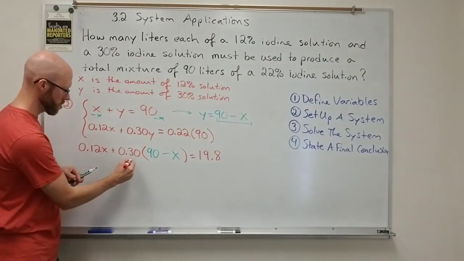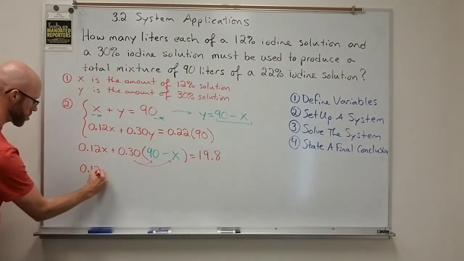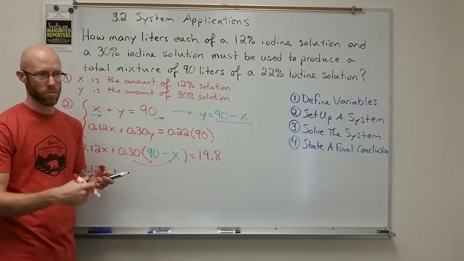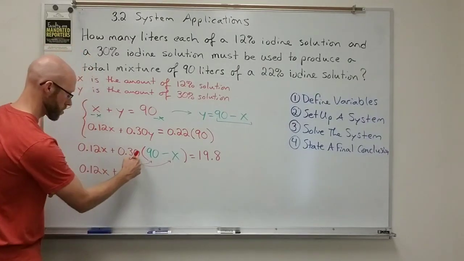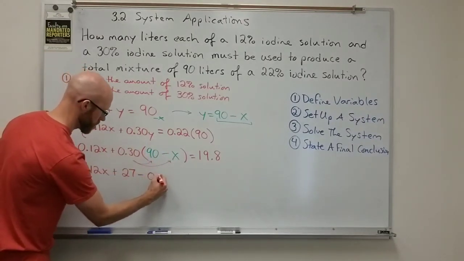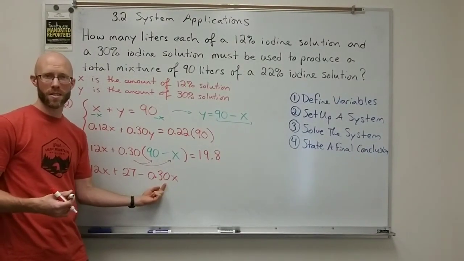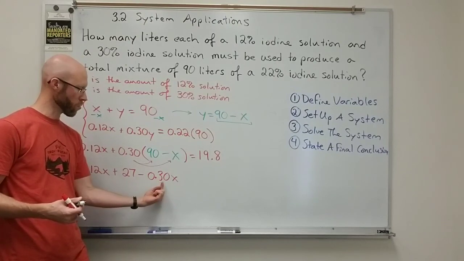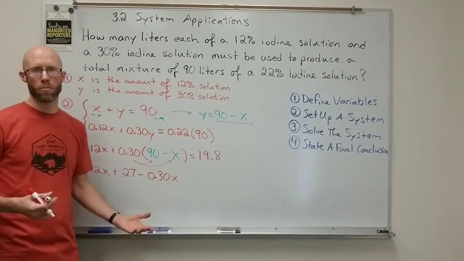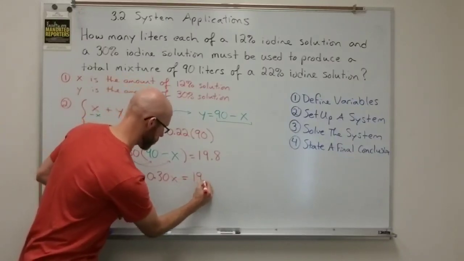Now I need to distribute my 30%. I get 0.12x. 30% of 90 is, well, 10% is 9. So you take 3 of them, we get 30%, and that's 27. So 30% of 90 is 27. 30% of x is 0.3x. Again, you don't need the zero on here. I did this in the last example as well, where I just included the 0.30 to show that it's the 30% rather than just writing 0.3. But you could put 0.3, it doesn't matter. And then that is equal to 19.8.